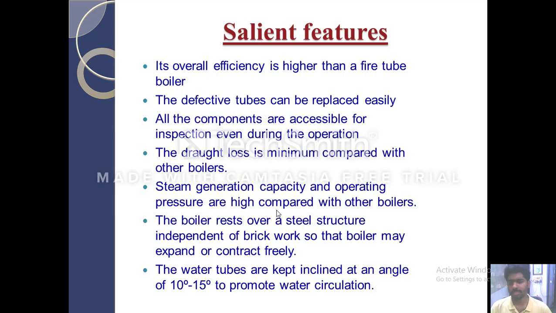These are some salient features. Its overall efficiency is much higher than the fire tube boiler. The defective tubes can be replaced easily. All the components are accessible for inspection even during the operation. The draught loss is minimum compared with other boilers. Steam generation capacity and operating pressure are high compared with other boilers. The water tubes, as already mentioned, are kept at an angle of 10 to 15 degrees to promote the water circulation.